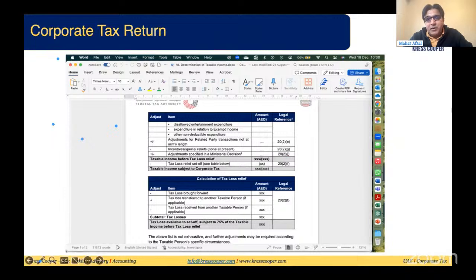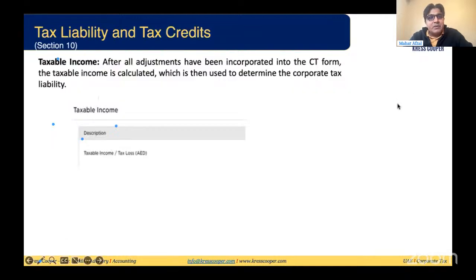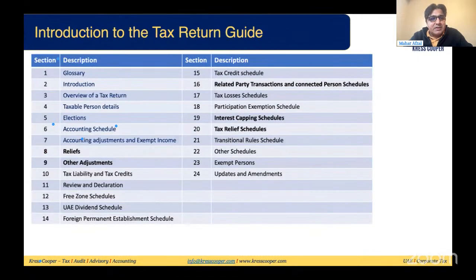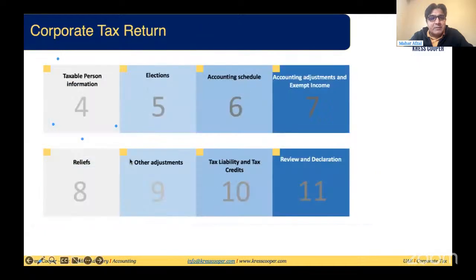Out of this, as I mentioned, section 9 we have already discussed. These section 9 other adjustments we have already discussed. We are discussing today section 10. This section is tax liability review and decision.